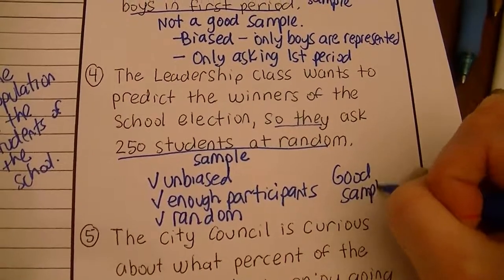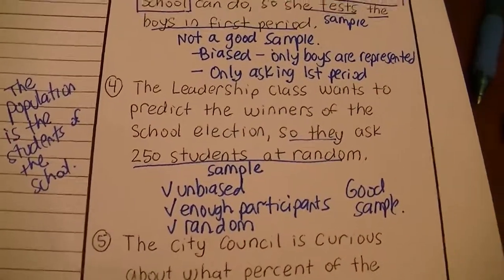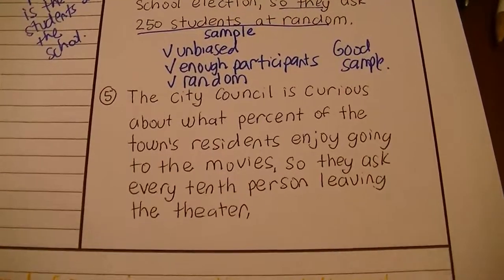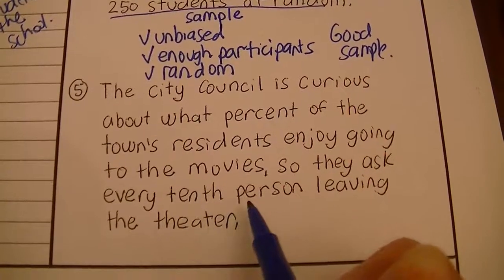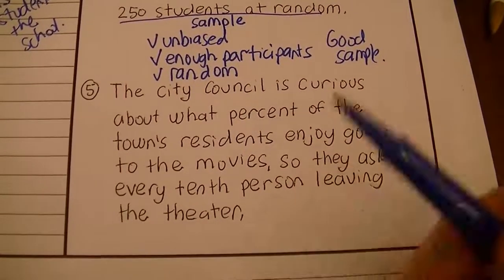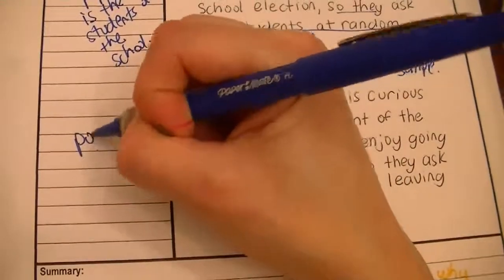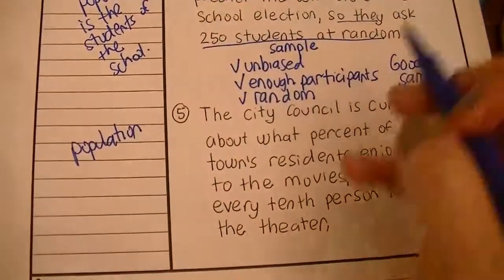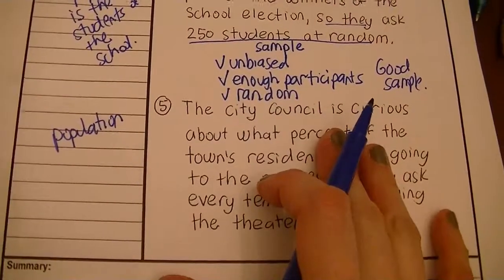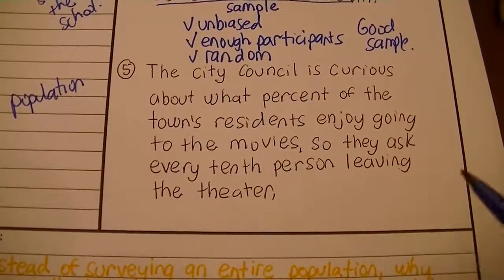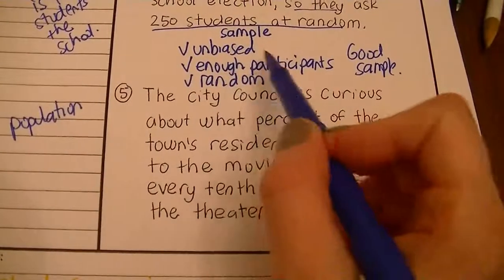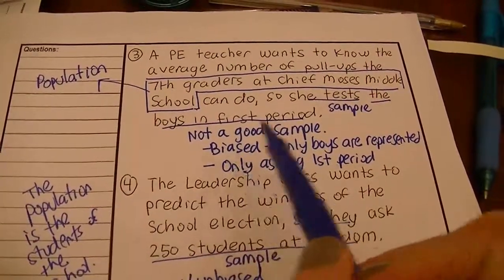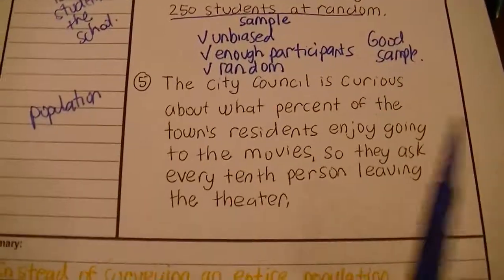Number 5. The city council is curious about what percent of the town's residents enjoy going to the movies, so they ask every 10th person leaving the theater. So I want you to identify what the population is. Okay, underline or put a box around the population. And then I want you to tell me, is this a good sample or a bad sample? If it's a good sample, just write good sample and give me these check marks. If it's not a good sample, tell me why, like what we did in problem number 3. See how we said it wasn't a good sample? And I told you why? So number 5, you're on your own.